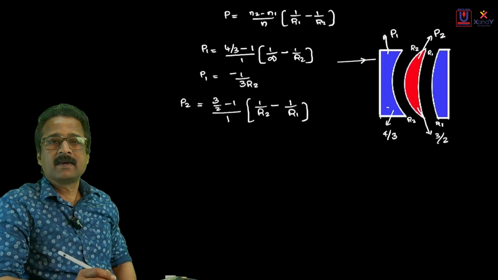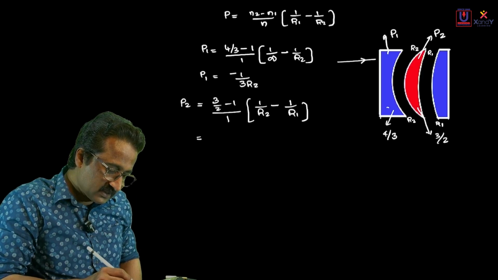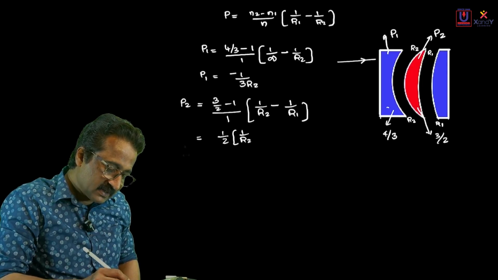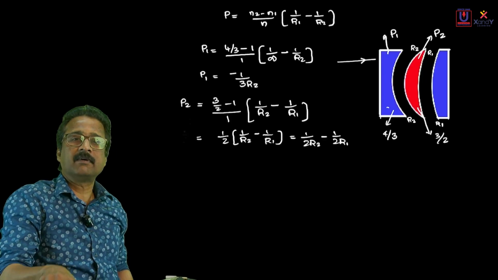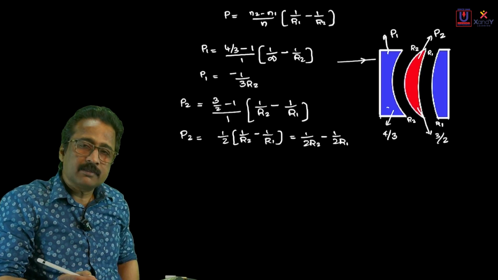This is it. Now this is the power of the second lens. 3 by 2 minus 1 is 1 by 2. So it gives you 1 by 2 into (1 by R2 minus 1 by R1). That is the power of the second part. Let me make it simple. It is 1 by 2R2 minus 1 by 2R1. That's the power of the second lens, that is, remember, P2. Okay, we come to P3 now.